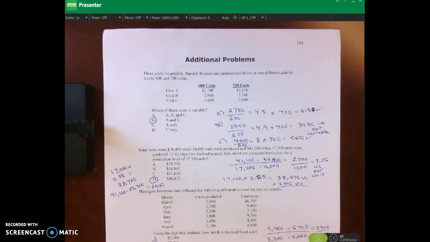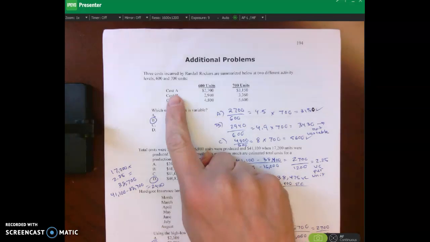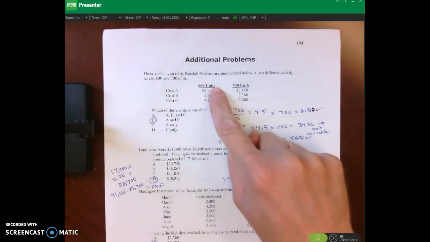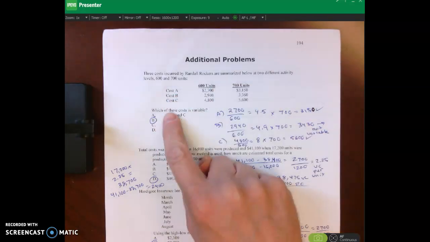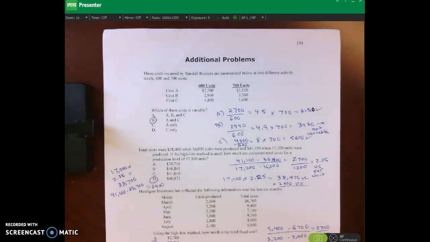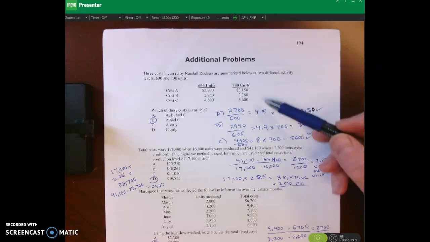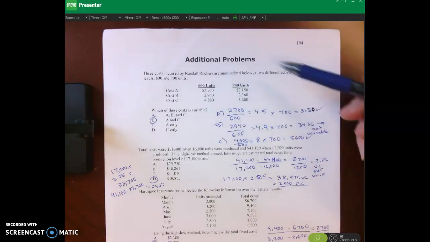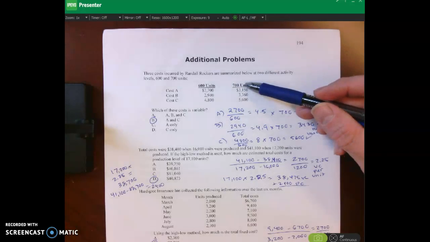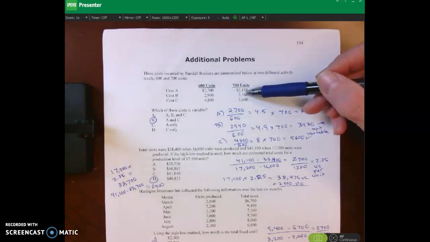So you have over here the costs incurred by Randall Rockers are summarized below at two different levels, 600 and 700 units. So cost A, cost B, and cost C at 600 units and 700 units. Which of these costs is variable? This is a tricky question. This is probably the hardest question of this set that I've just assigned to you. The way to solve it is to first calculate the variable cost per unit at 600 units and then multiply it times 700 and then see if you get this answer.